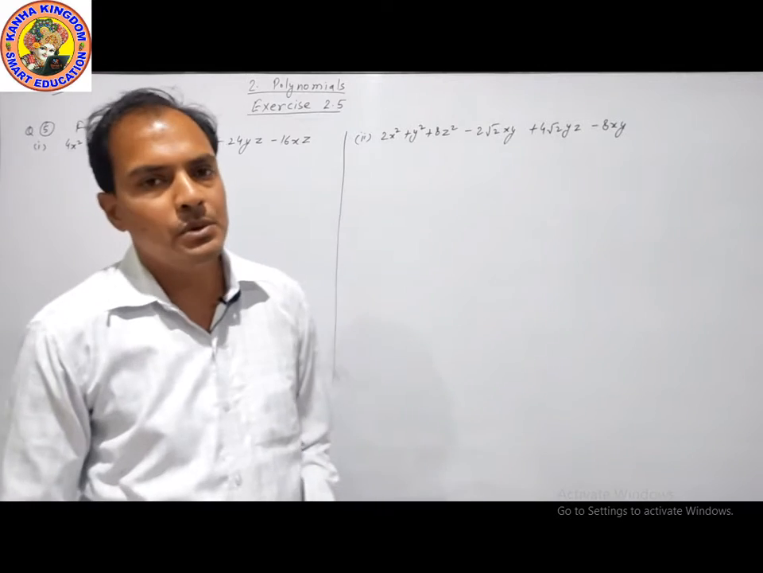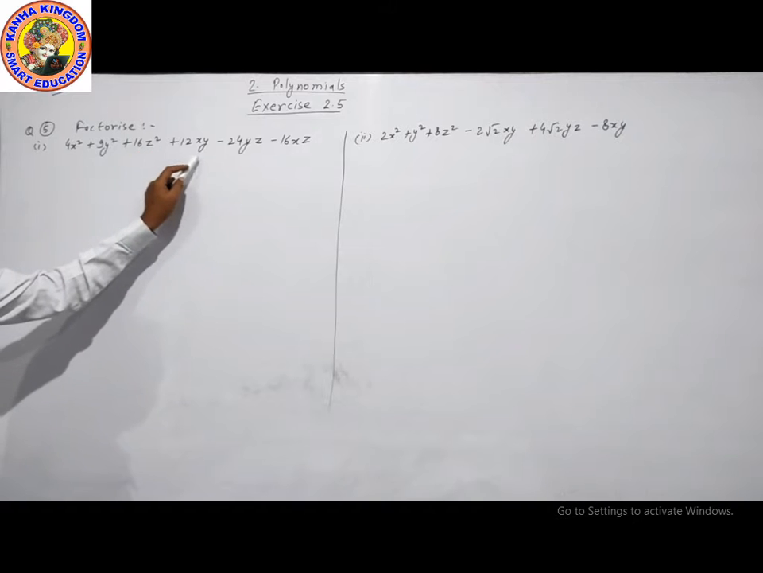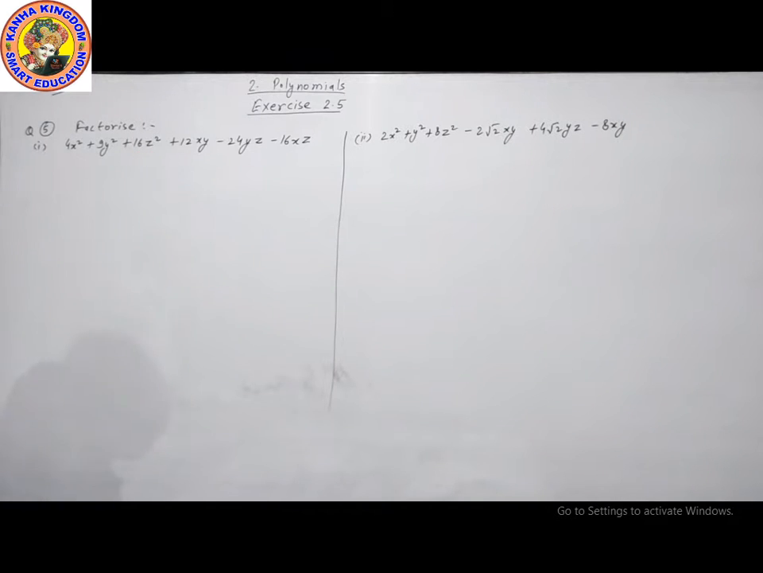Our chapter number 2, polynomial exercise 2.5, question number 5, factorize these. This is an equation. In this equation, here is x square, y square, z square, xy, yz, zx.